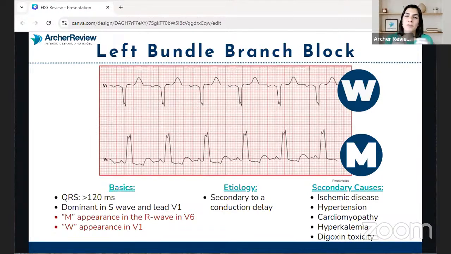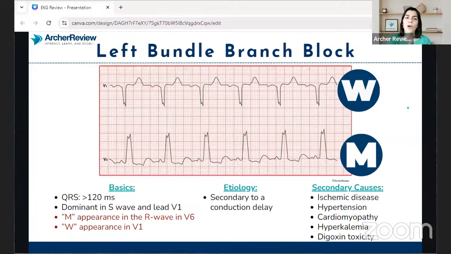So bundle branch blocks, remember the impulse starts in that SA node, it gets to that AV node, it travels down that bundle of His and then branches off into the right and left bundle branches and allows those ventricles to contract simultaneously. In a bundle branch block, you're getting a delay or a block in the impulse in one of those bundle branches, either the left or the right side. So they're not contracting simultaneously, they're contracting asynchronously, and that's why you're seeing this funky little R. Usually you get that nice sharp R, and here you see a funky little R, and you're like, what is that? Well, that's a bundle branch block.